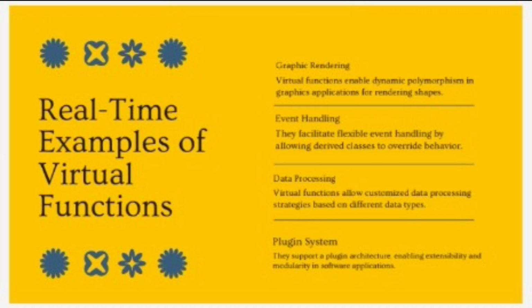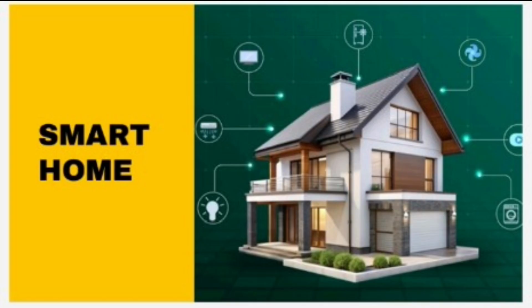Graphics rendering: virtual functions use dynamic polymorphism in graphics applications for rendering shapes. Event handling: they facilitate flexible event handling by allowing derived classes to override behavior. Data processing: virtual functions allow customized data processing and strategies based on different data types. Plugin systems: they support plugin architecture, enabling extensibility and modularity in a software application.